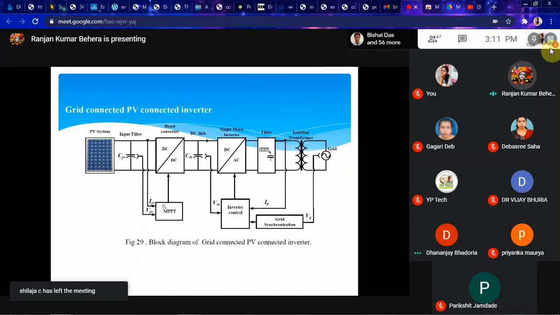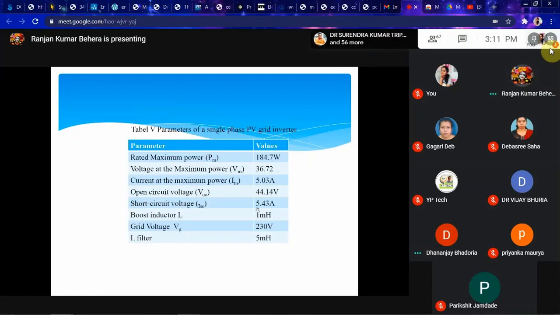So then we connected this complete unit with a DC-DC converter. Then we have a DC-AC converter, then a filter, and it is connected to the grid. Okay, the grid synchronization and inverter control is carried out by using this one. This is nothing but the control parameter. The parameters are given in this one.